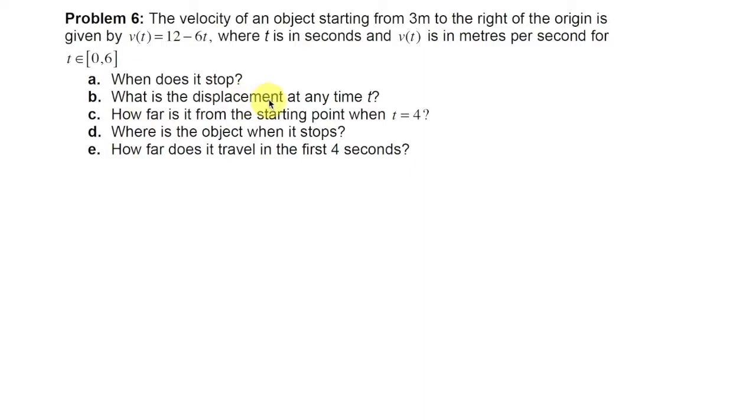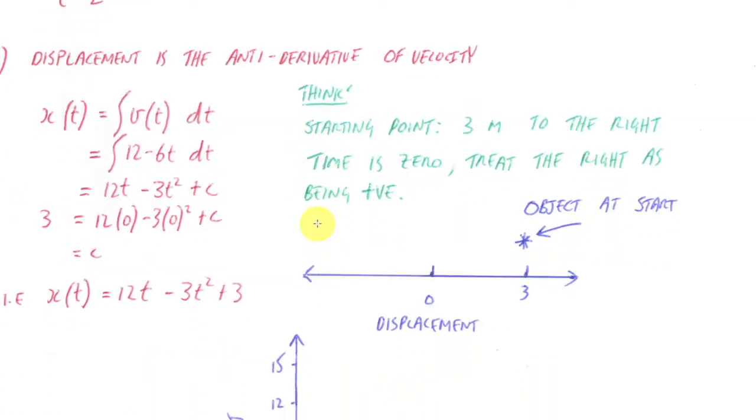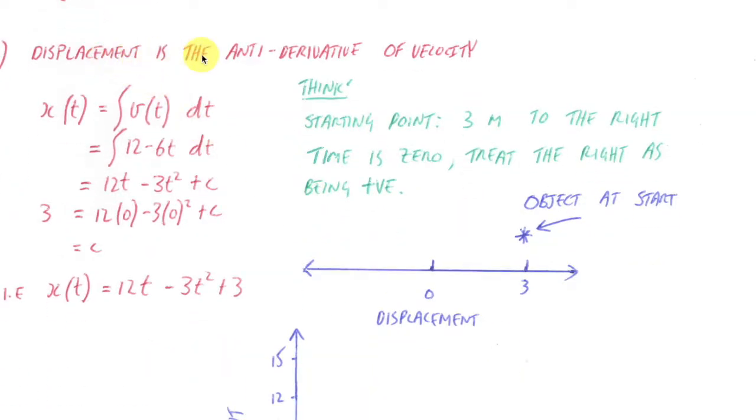B, what is the displacement at any time? So for B here, what we're looking at, displacement is simply going to be the antiderivative of velocity. We know that from the yellow table that we presented earlier in the video. So x of t is equal to the antiderivative of velocity, and we end up with 12t minus 3t squared plus some unknown constant c.